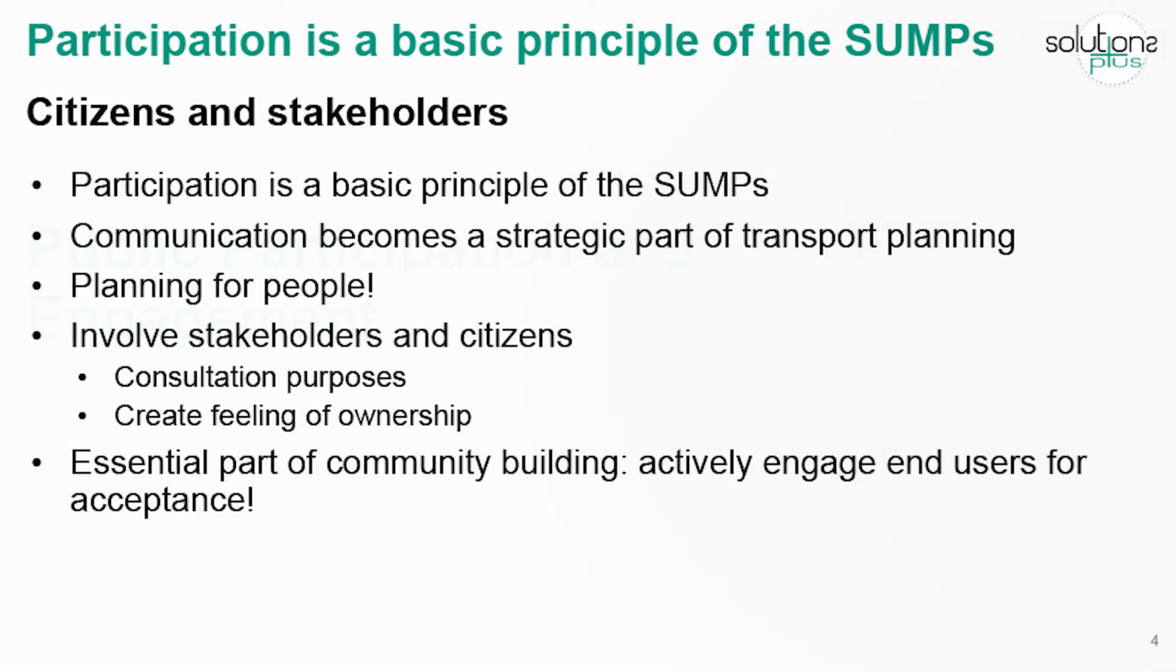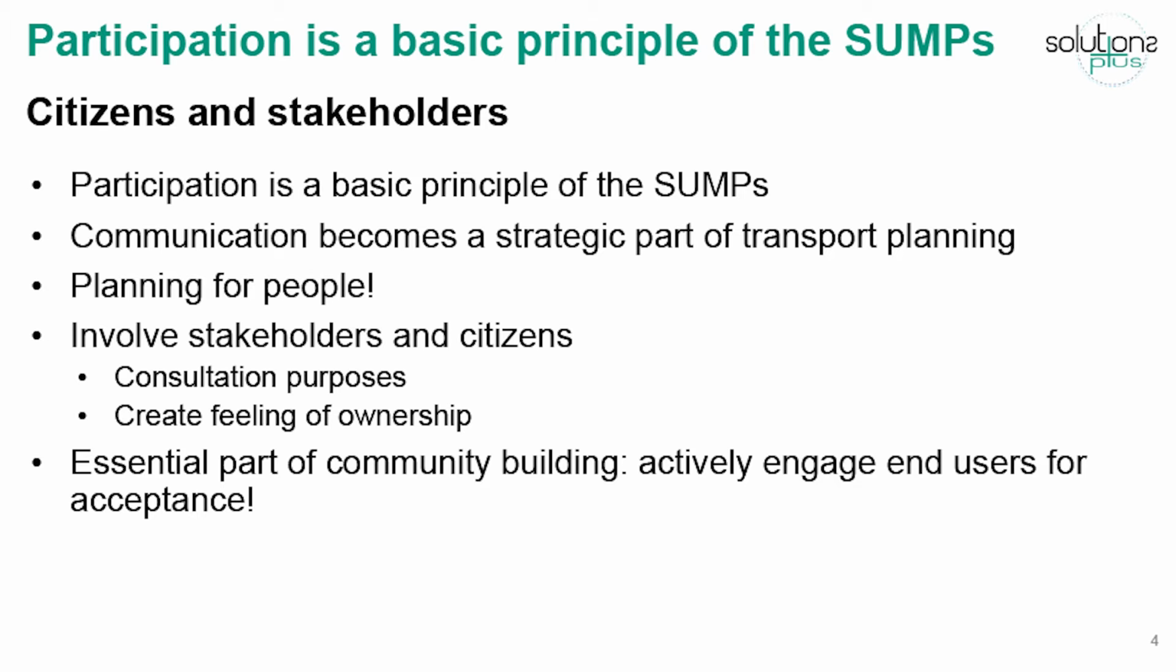The involvement of citizens and stakeholders is a fundamental element of a SUMP, a Sustainable Urban Mobility Plan. SUMPs are implemented to better respond to the mobility needs of people and stakeholders. Citizens and relevant stakeholders must therefore be involved at the different stages of the SUMP cycle for consultation purposes, but also to create a feeling of ownership on the process. Citizens and stakeholders from various sectors and fields are able to provide support and services in the implementation of the measures. Their involvement also helps to legitimize the planning process and enhance its quality.